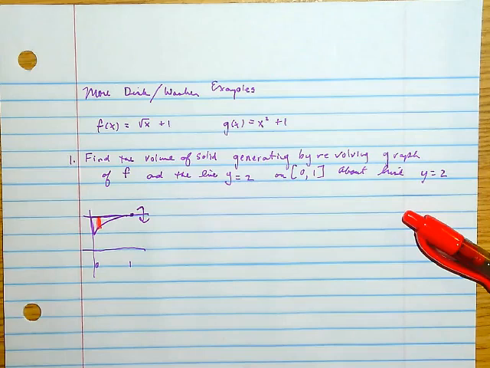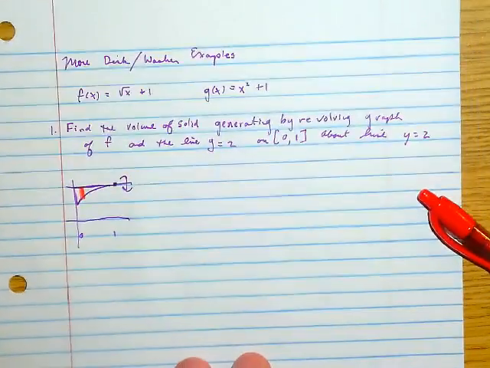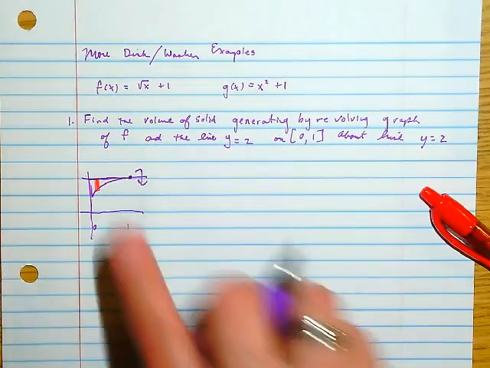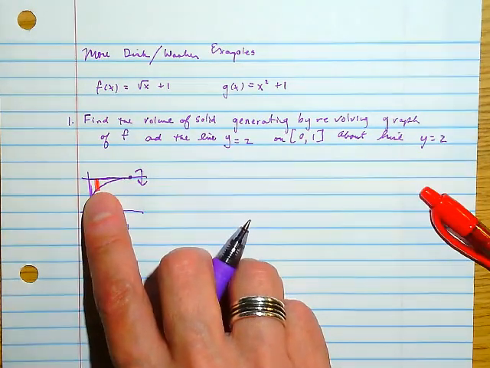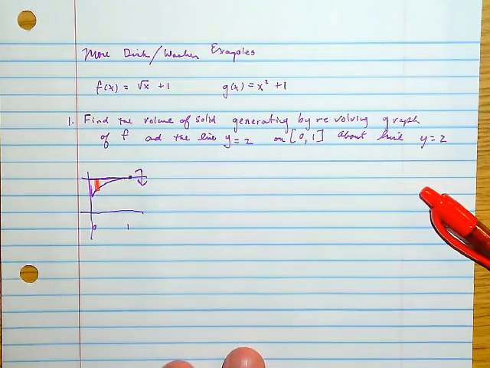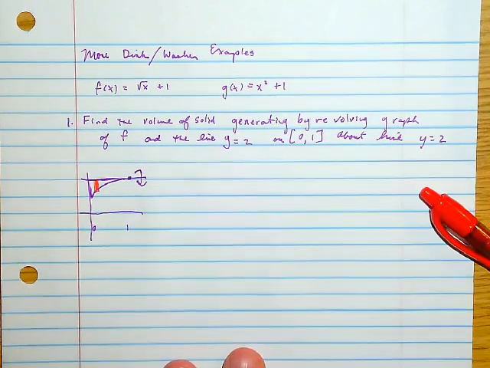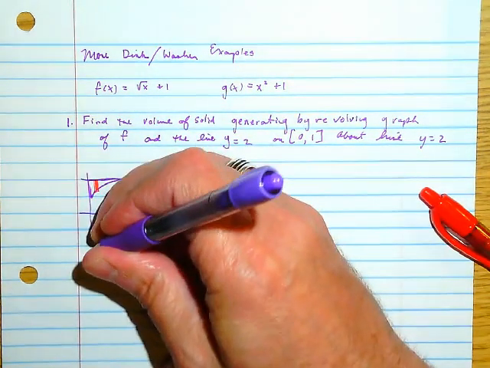Now, some of you should be asking, is this a disk or a washer? Is there a hole in this solid? No. The rectangle touches the axis of revolution, so I know I'm not subtracting anything out. Okay? However, I need to figure out what my R is. And that's what I would spend time on.